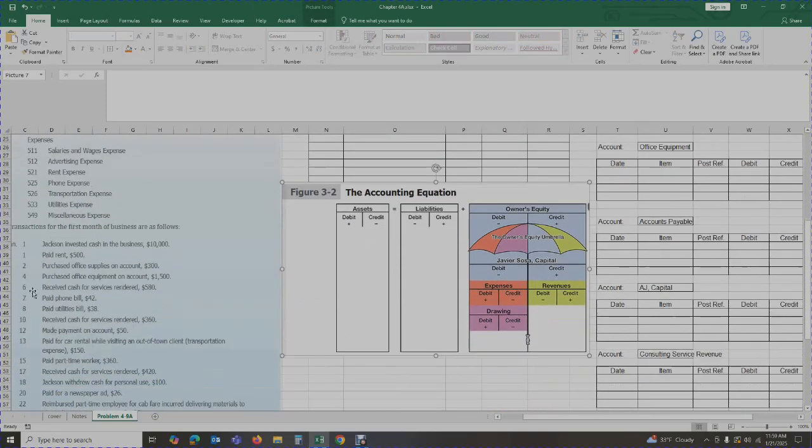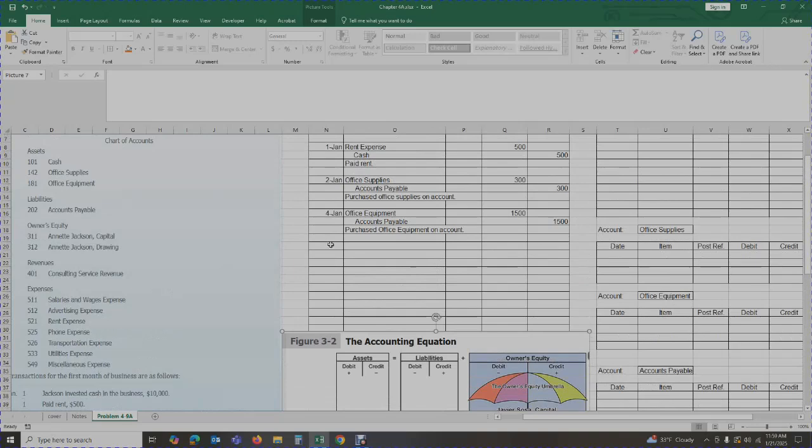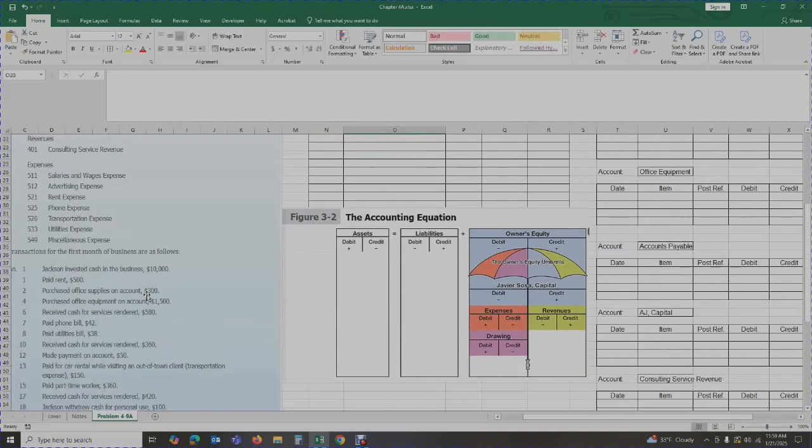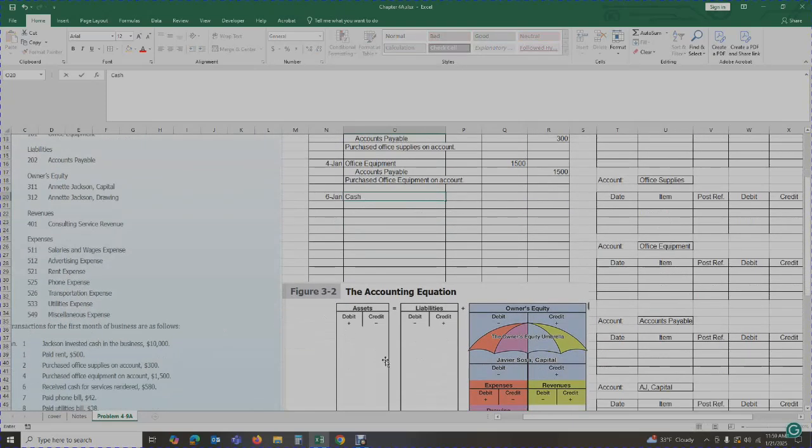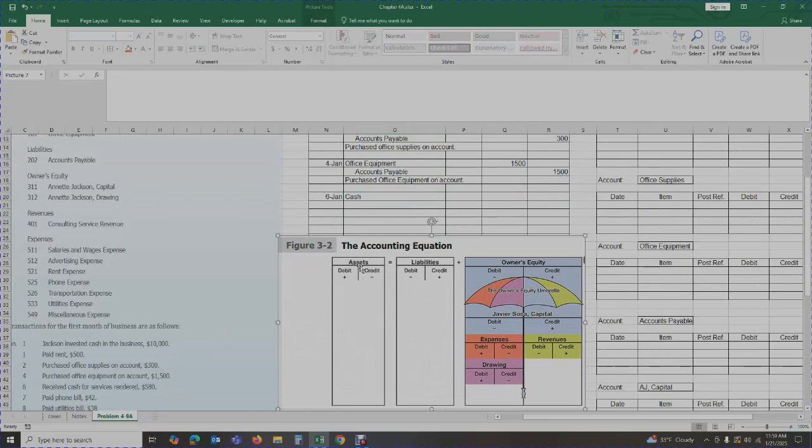Now let's see what happened on the 6th. You receive cash for services rendered, $580. So you provided a service and now you're getting paid. We have to be very careful. You received cash. Cash is an asset account. If you have more cash, I need to debit my cash account, and the amount was $580.